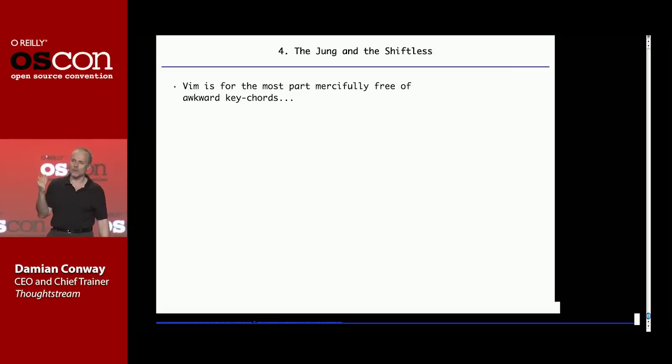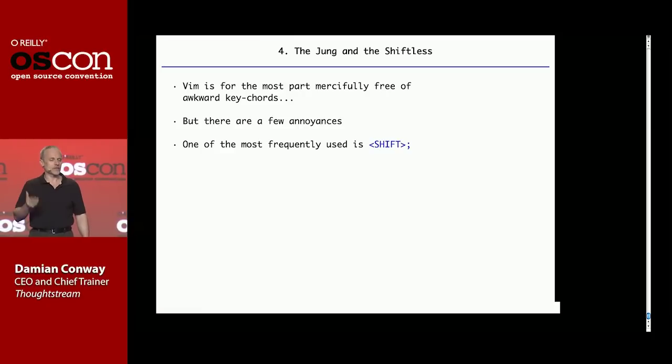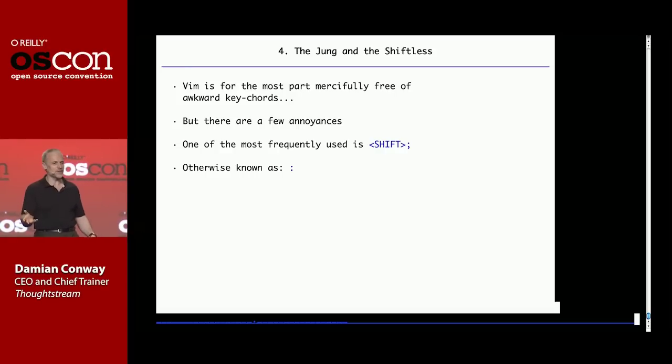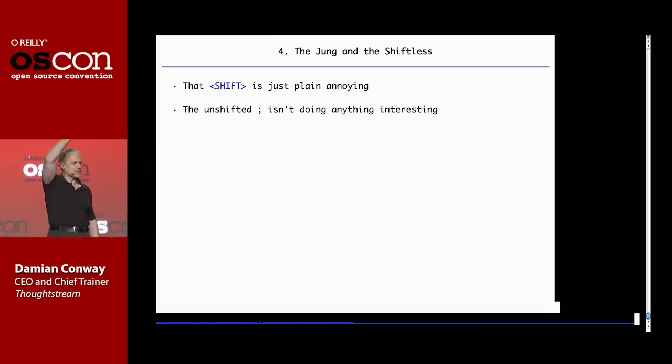With one important exception. The most annoying one is shift semicolon, otherwise known as colon. Okay, I don't know about you, but I use colon commands all the time, and it's just really annoying to have to roll over two keys to get to it. Especially given that semicolon isn't doing anything particularly interesting anyway. How many people know what semicolon does? Yeah, exactly.